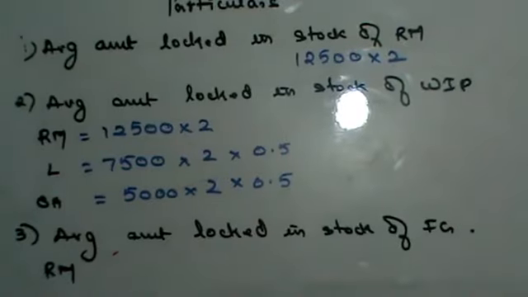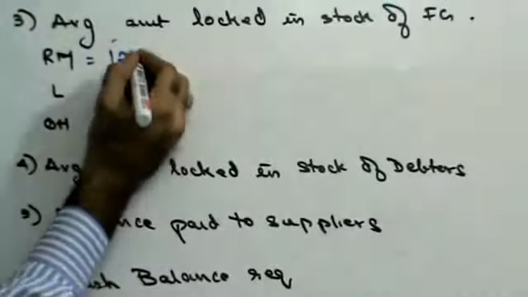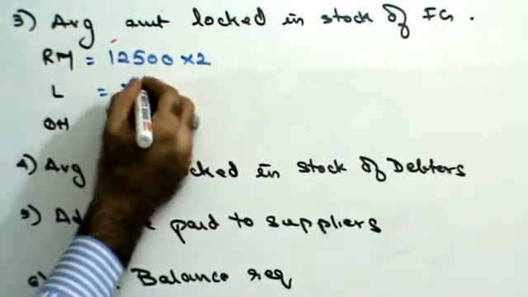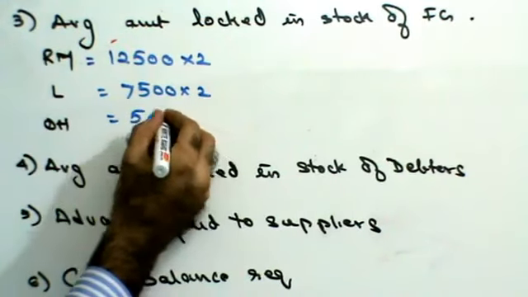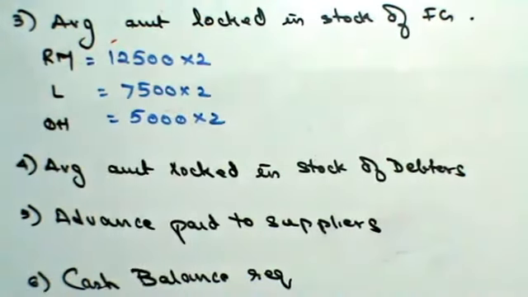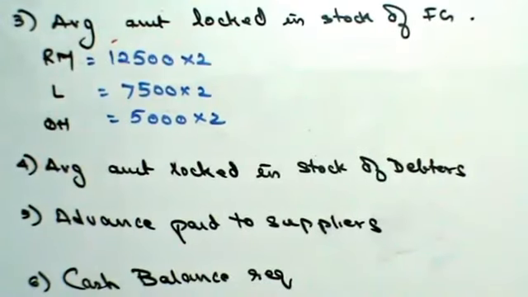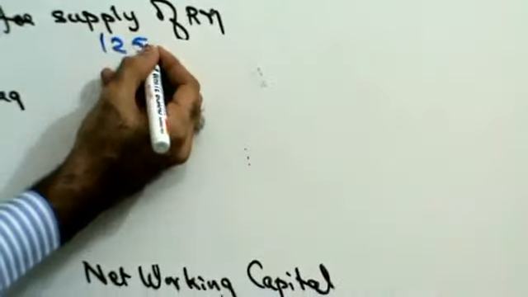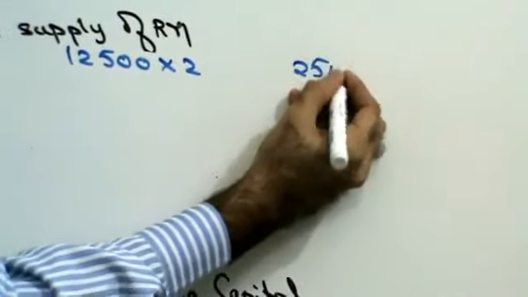Next, finished goods is 2 weeks. So this is 12,500 into 2, 7,500 into 2 and 5,000 into 2. Creditors is given to you as 2 weeks, creditors for supply of raw material. Raw material is 12,500 into 2, so this is going to be 25,000 here.